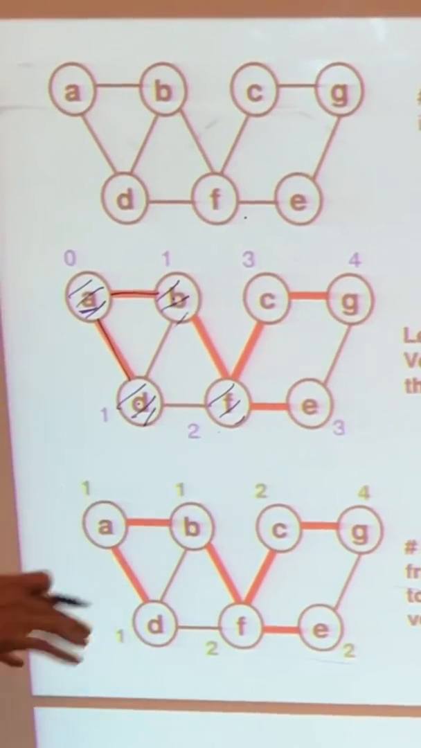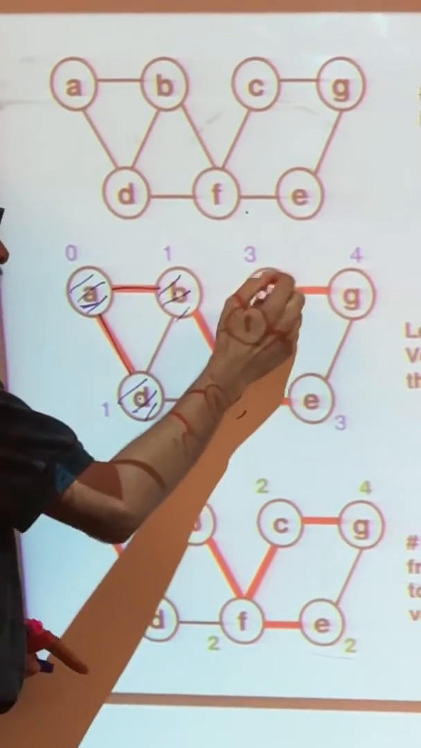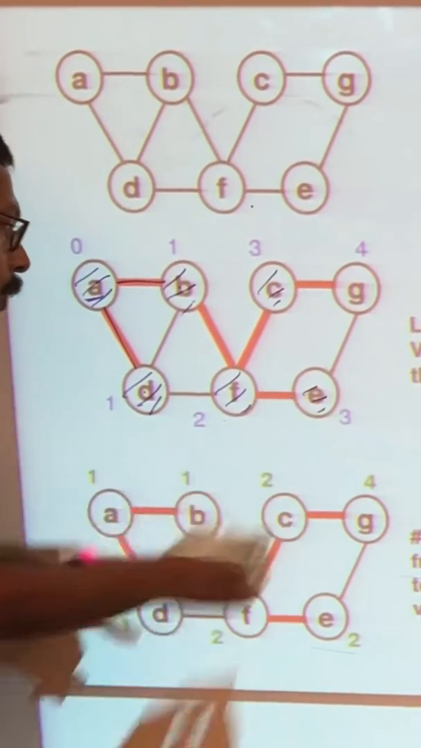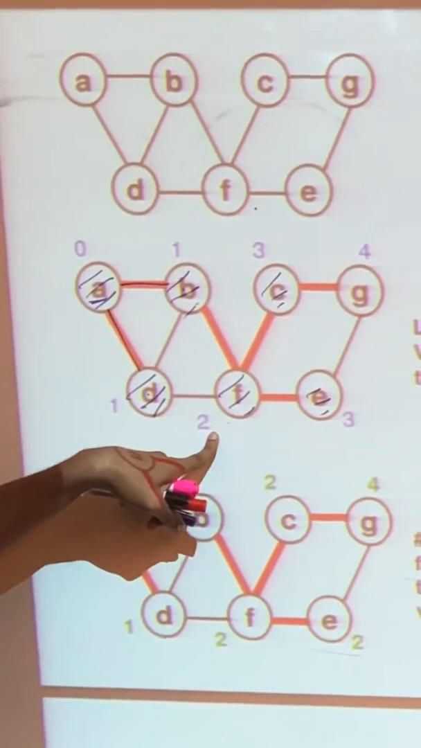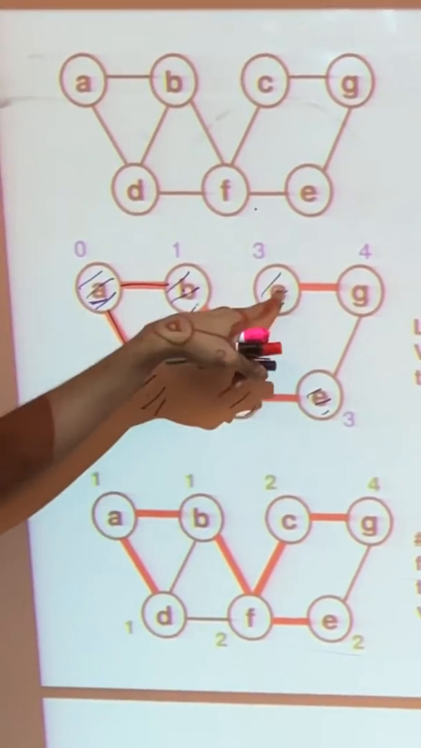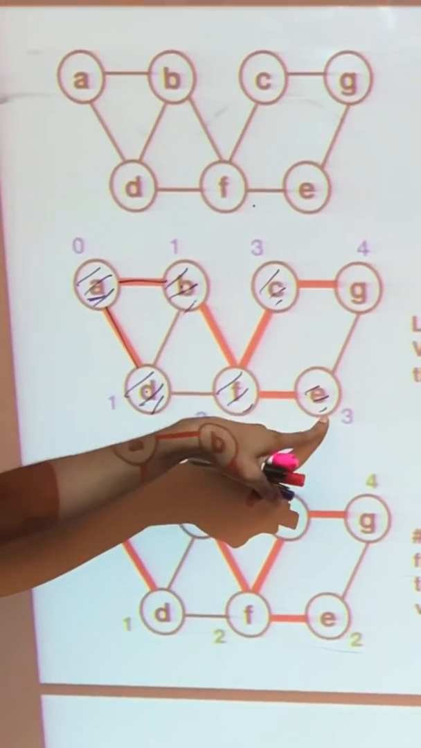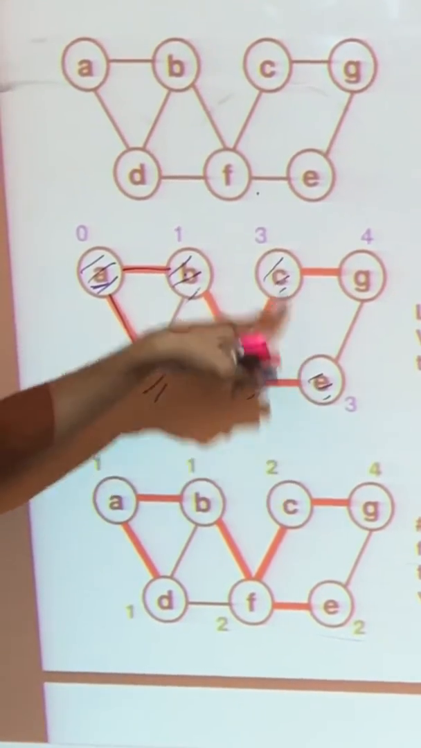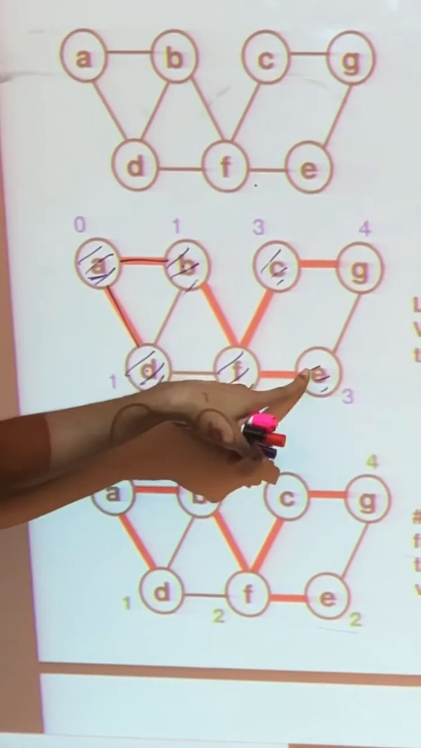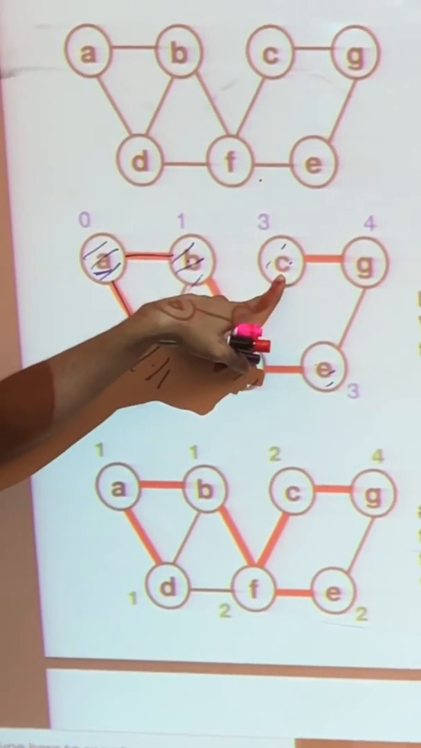Visit its neighbors. Its neighbors are C and E. So the level numbers of C and E are 1 more than the level of F, so it is 2 plus 1, 3 and 2 plus 1, 3. Now there are two vertices at level 3, C and E. Pick up the lower alphabet, which is C.